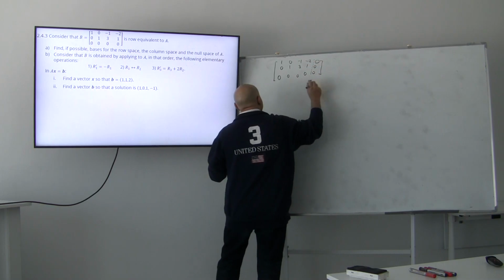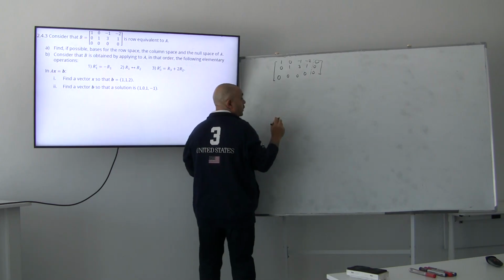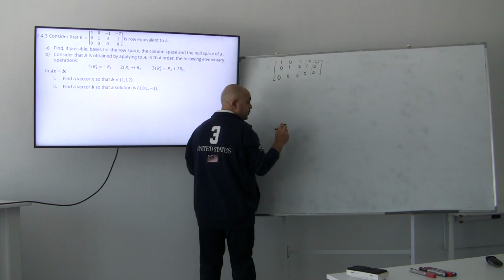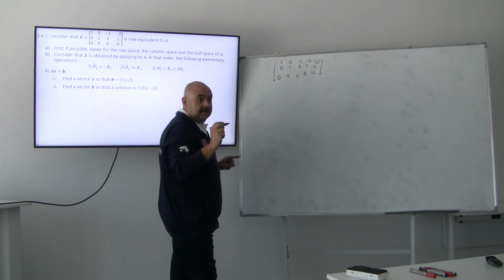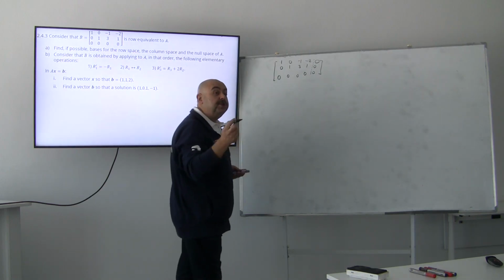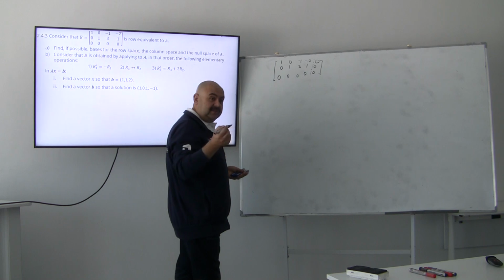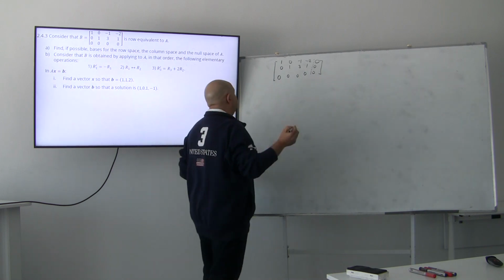How did we know it was an augmented matrix? It didn't tell us anything about it being an augmented matrix. It is in augmented form in order to get the null solution, because the null solution is the homogeneous solution of the system AX equals 0.